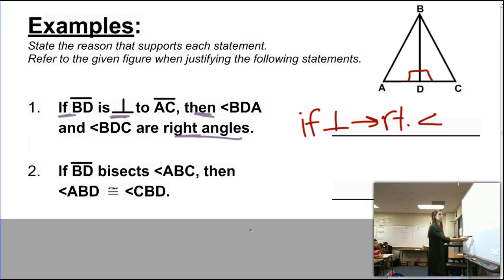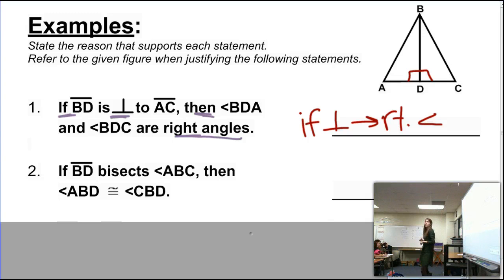All right, next one. Don't say it out loud. If BD bisects angle ABC, then angle ABD is congruent to angle CBD. There is a picture that you can use, or for a lot of these, you don't even need a picture. Who would like to write this one? It's fun to write on the smartboard. All yours.